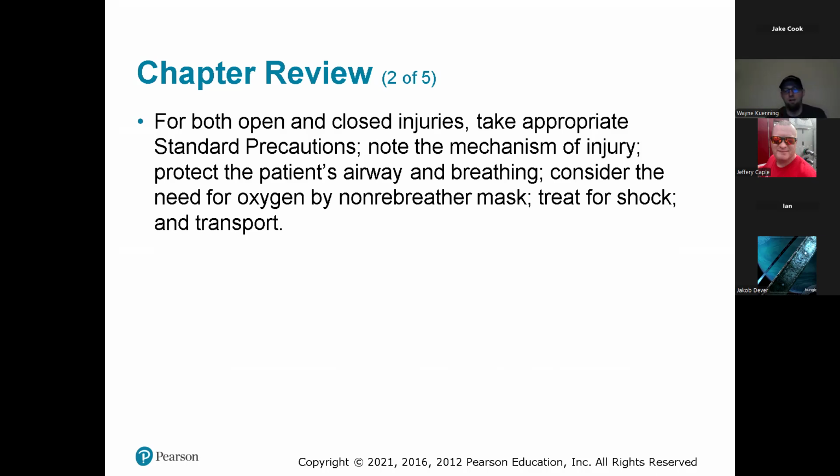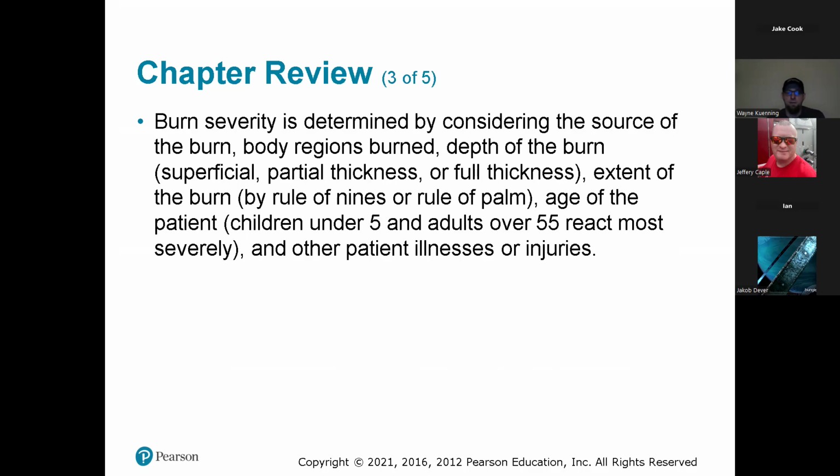Treating for shock is preserve temperature, limit hypoxia, and reduce changes in coagulopathies.